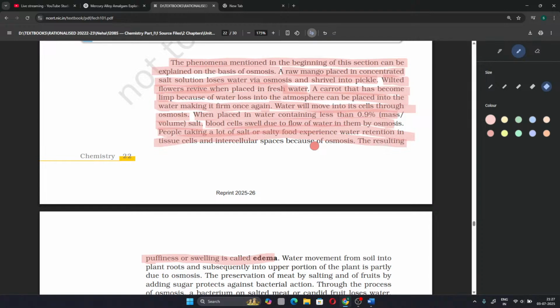But shouldn't more salt concentration create a hypertonic solution? Then shouldn't the cells lose water? Let's see.